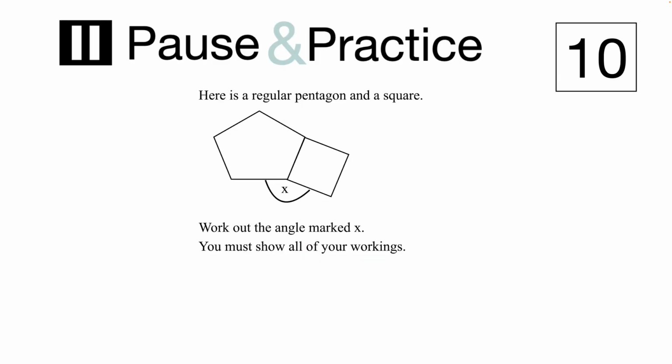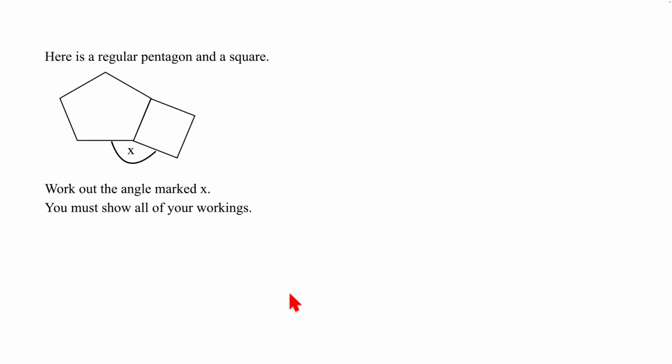Anyway, here's an opportunity for you to show your genius. It's a pause and practice. Pause it and I'll give you the answer at the end. Alright, we need a bit more space for this. This is a nasty looking thing, isn't it? A regular pentagon and a square. Right, well, we know what this is. That's 90. We don't know what the internal angle of a pentagon is unless you've worked it out and remembered it. So work out the angle x. Show your working.